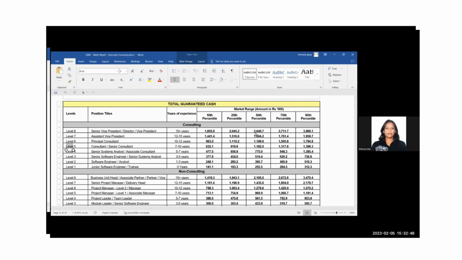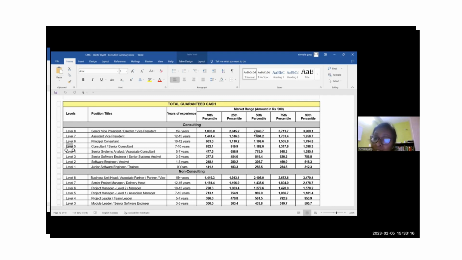So what will I do? I will check what the 90th percentile of the market is. 39, right? 39. So what I will need to do then is shift from 28 lakhs to 39 lakhs. Okay. Now, do I want to shift?